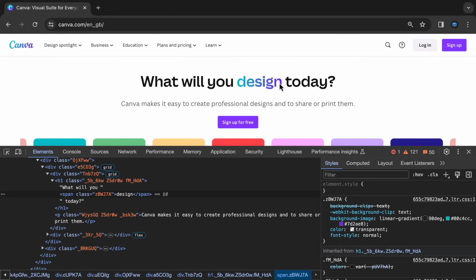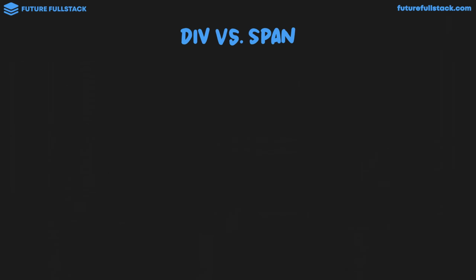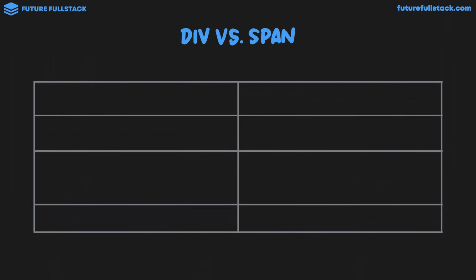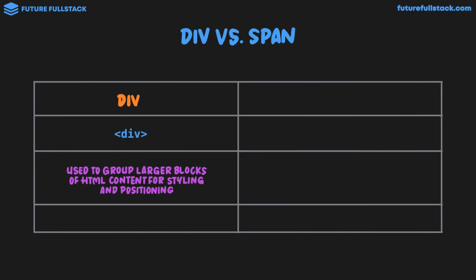Now, when I started learning about divs and spans, I found it a bit confusing to understand the difference between them and their exact purpose. To help with this, I want to compare divs and spans inside this table. First off, we'll look at divs. The tag for a div is div. They are used to group larger blocks of HTML content for styling and positioning in CSS. The div is a block-level element.